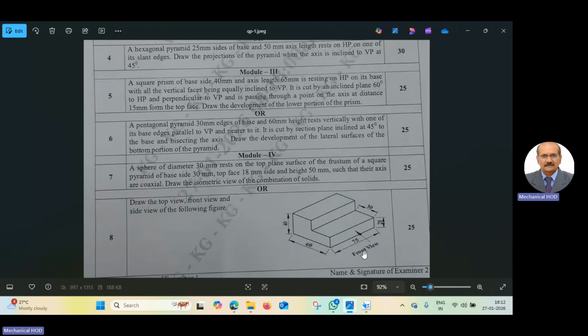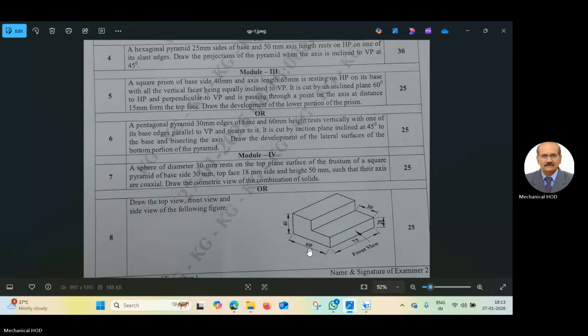In the front view, we see the maximum length as 75 and maximum height is 20. This is 20 and this is 40. Total is 40, so we'll see a box of 75 by 40 in the front view. What happens in the top view? When you look from the top, we see the same 75 as the length, and the breadth will be 60.